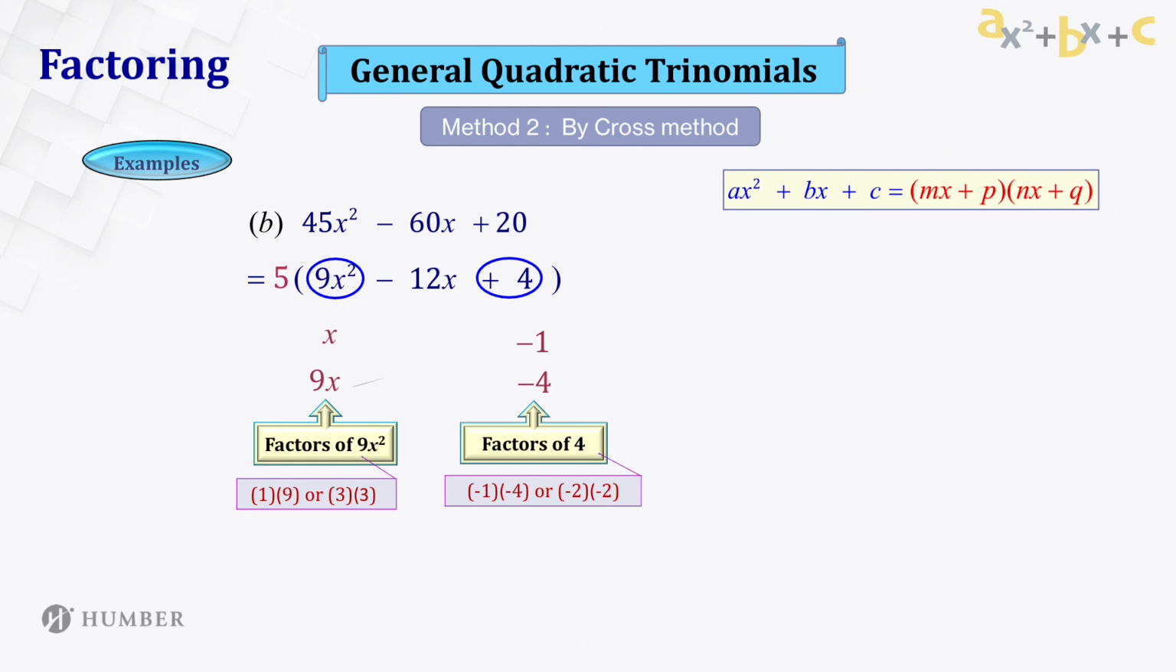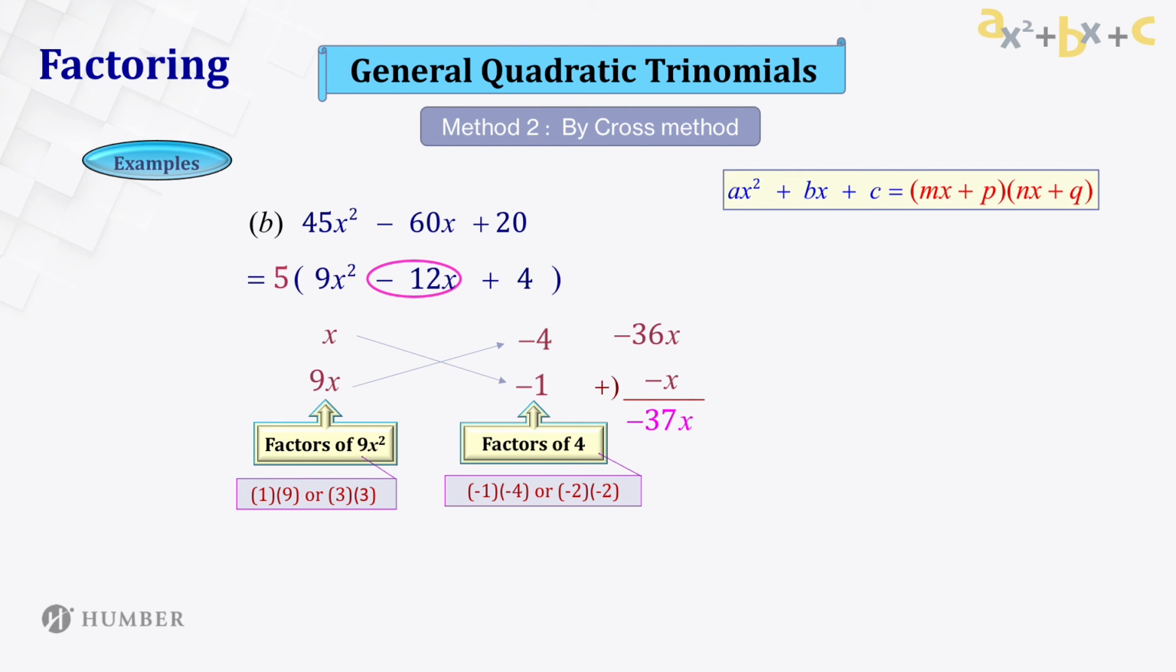Then we cross multiply to get the -9x and -4x. The sum of those must be -12x in the middle term. However, we get -13x with this combination. Let's try switching the order of factors then. But we get the sum of -37x this time.